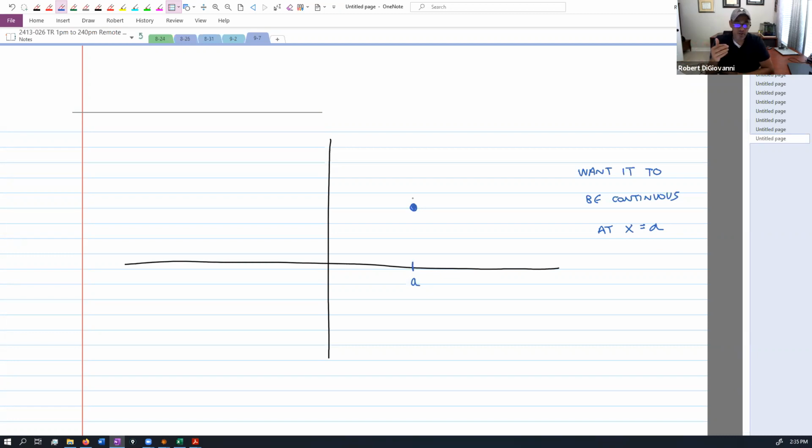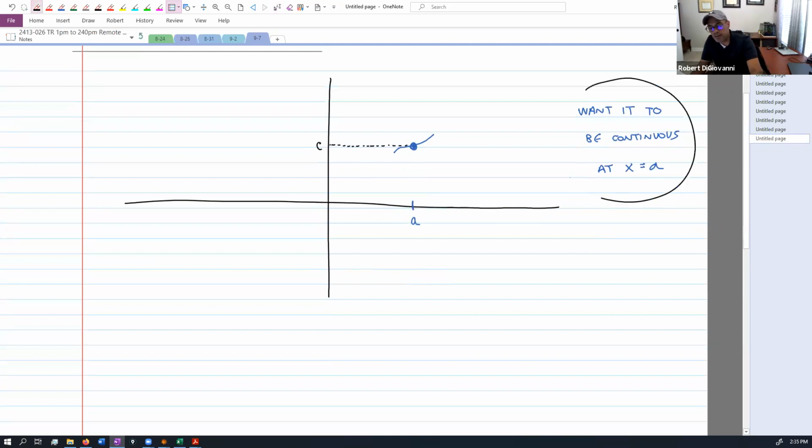And I can't have what Daniel said, I can't have limits be different from both sides, right? So I'd have to come in from the left and from the right and not have a hole, so it would have to be filled in right there where they come together, right? Does that make sense? So here's another way I could write this. Let's call the value of this function right here C. That's how high that point is.